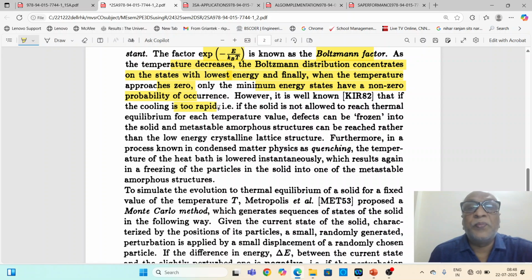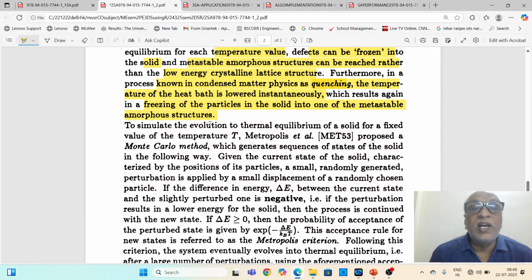If the cooling is too rapid, that is, the solid is not allowed to reach thermal equilibrium for each temperature value, defects can be frozen into the solid and metastable amorphous structures can be reached rather than the low energy crystalline lattice structure. Furthermore, in quenching, the temperature of the heat bath is lowered instantaneously, which results again in a freezing of the particles in the solid into one of the metastable amorphous structures. To simulate the evolution to thermal equilibrium of a solid for a fixed value of temperature T, Metropolis proposed the Monte Carlo method.